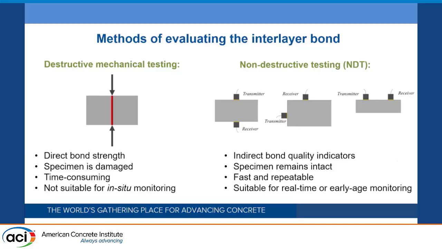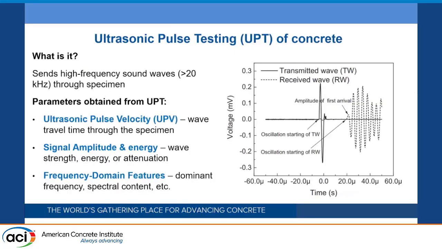There are a limited number of specimens that can be tested, and they might not be suitable for in-situ monitoring during printing. However, after each NDT method, the specimen remains intact, and it can give indirect bond quality indicators. It's fast, it's repeatable, and it can be suitable for real-time or in-situ monitoring of 3D printing.